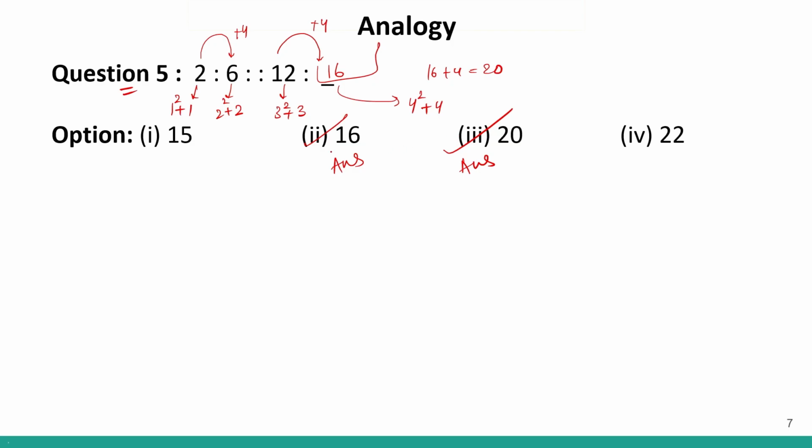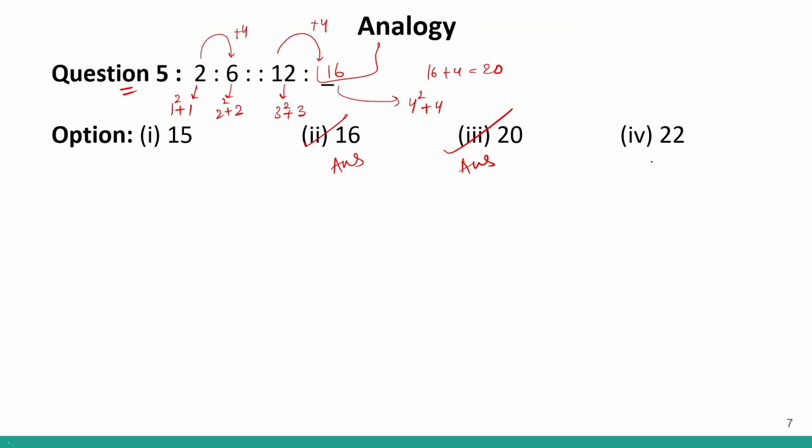In your examination, you will get only 1 correct answer. So if 16 is there, it could be 21, 23, but it will not be 20. Similarly, if 20 is there, it could be 15, 14, 18, but it will not be 16, because we will have only 1 logic. And based on that logic, we have to mark the answer.